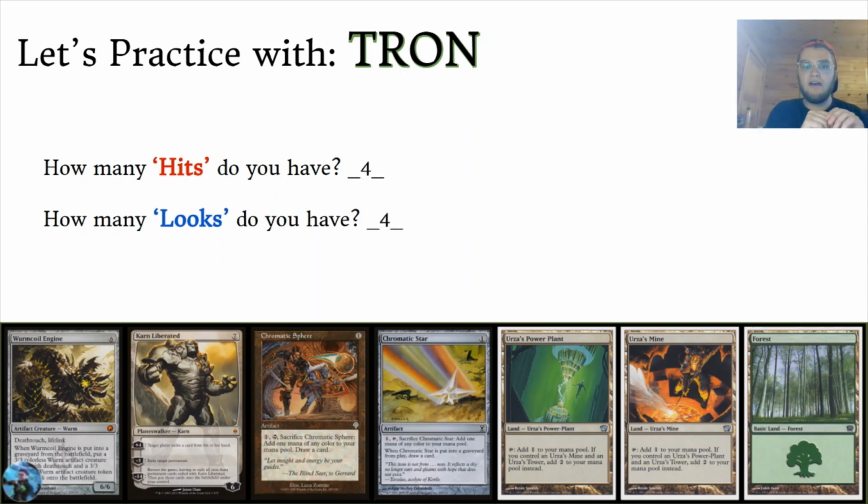All right. So we have 4 hits and we have 4 looks. The reason we have 4 hits is because we have 4 towers in our library, and we have 4 looks because we have 2 draw steps and 2 redraws with our sphere and star.